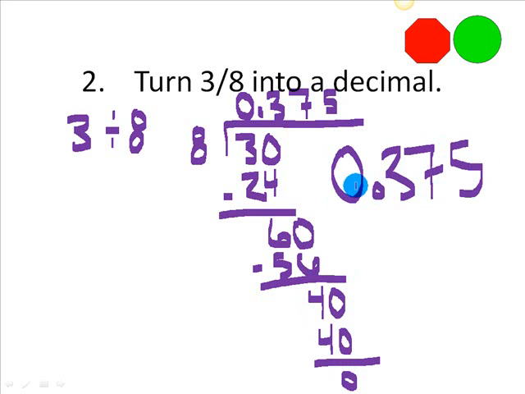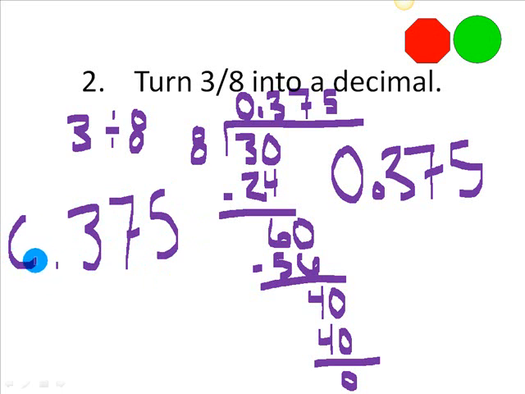Now, a lot of students ask, why do I put a 0 in front of the decimal? Because if I were to just make something that looks like this and say 375, you see the decimal that's right here. However, somebody might skip over that, but if they see that there is a 0, they know that it's followed by a decimal. So the correct answer is 0.375.